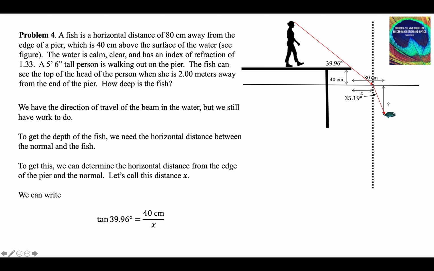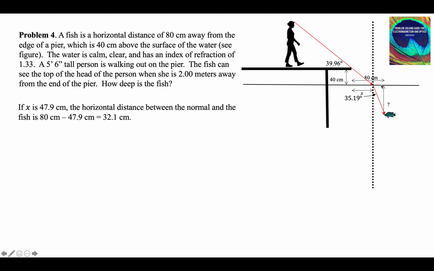We can write tangent of 39.96, that's this angle right here, is the opposite side, 40 centimeters, divided by the adjacent side, which is x. And x is what we want. We can calculate x to be 47.9 centimeters. If we know that's 47.9 and the whole thing's 80, we can calculate this horizontal distance. It is 32.1 centimeters.